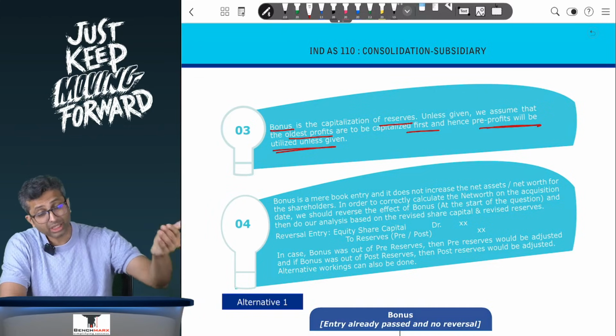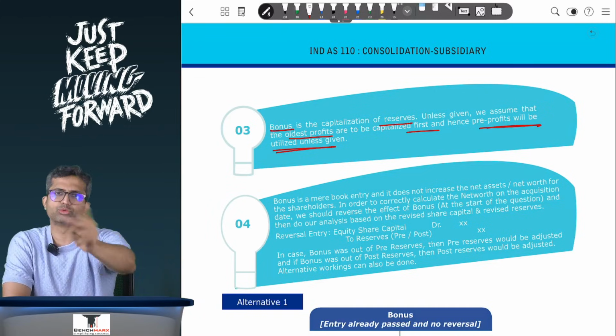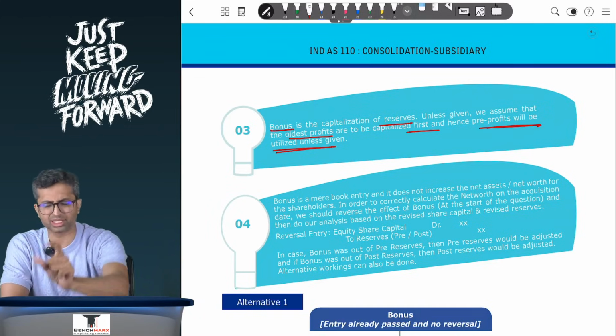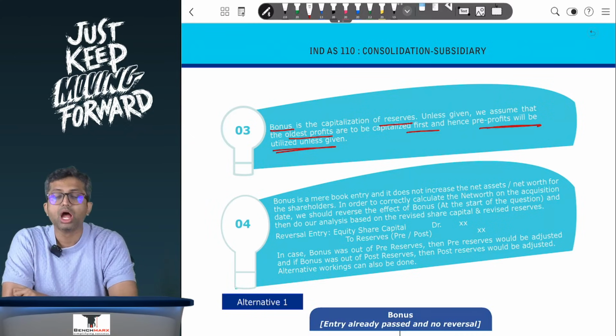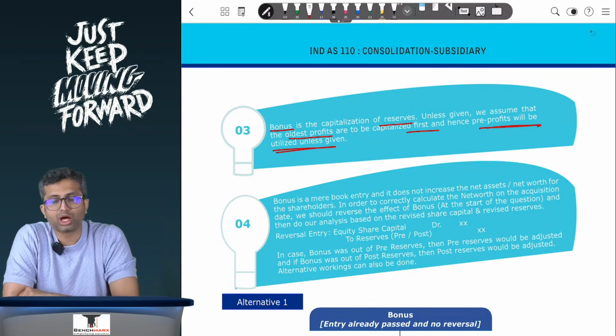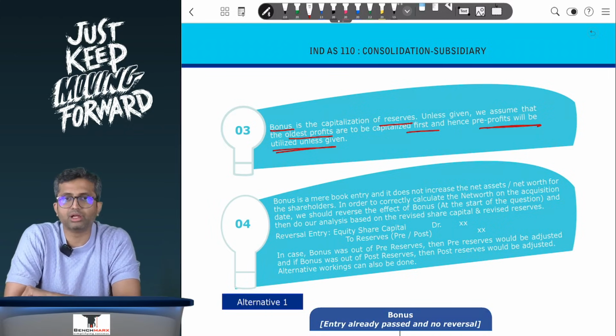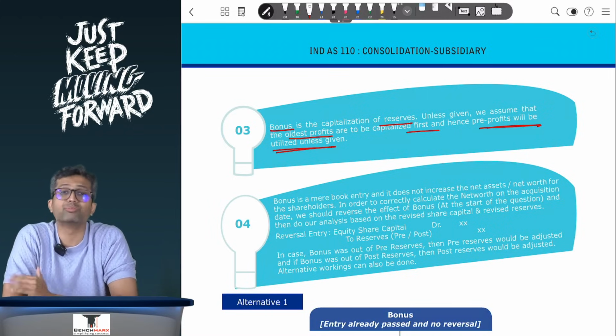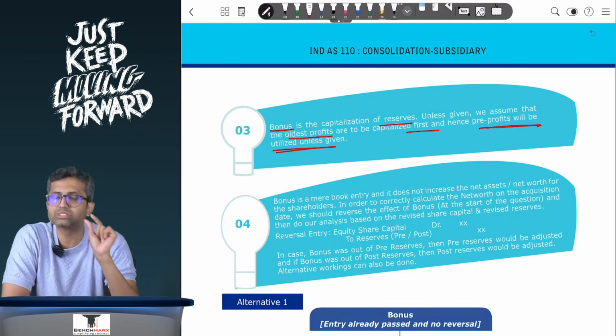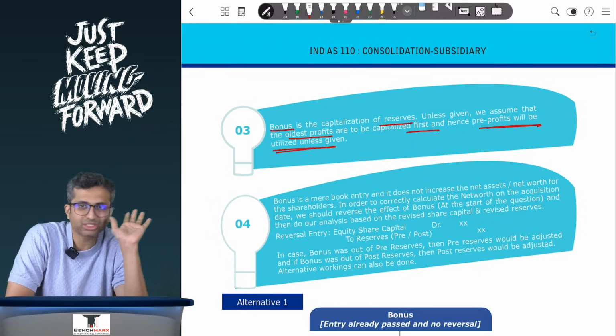Alternatively, if the entry for bonus is already passed, then you have to pass a separate entry to reverse the bonus, take the adjusted balances and do the work. Achha, what is another method? Well, another method is like you did for dividend. If bonus is out of pre-acquisition profits, remember pre-acquisition reserves go into working note 2.